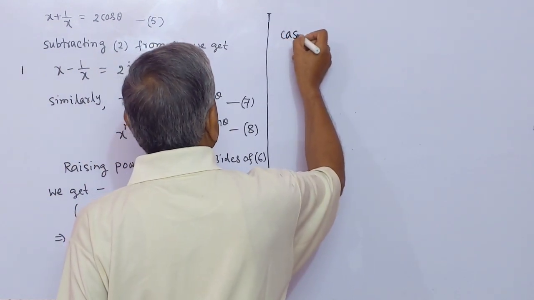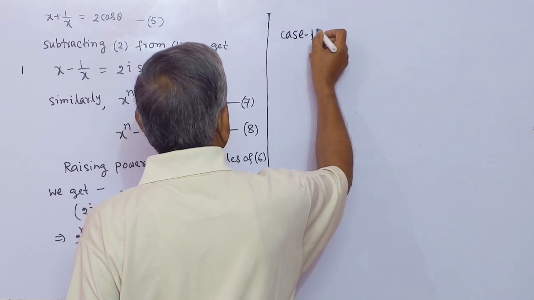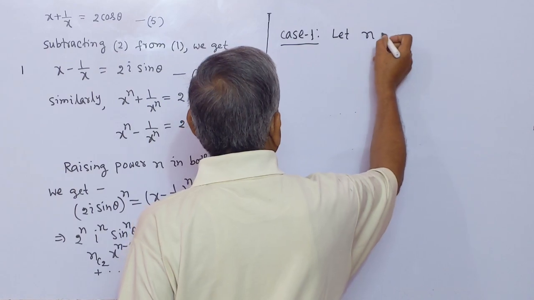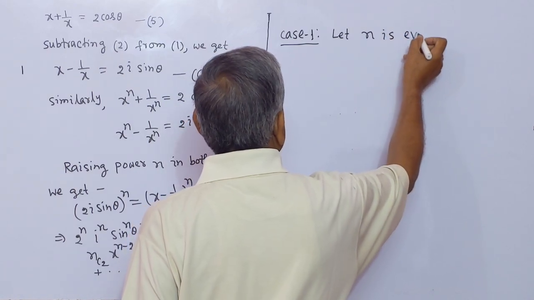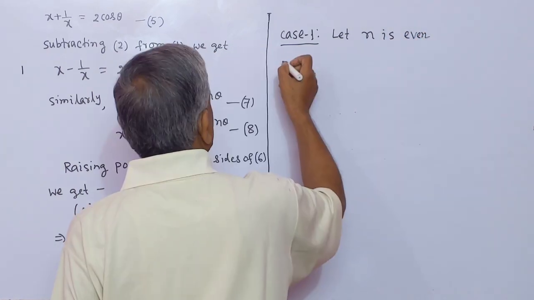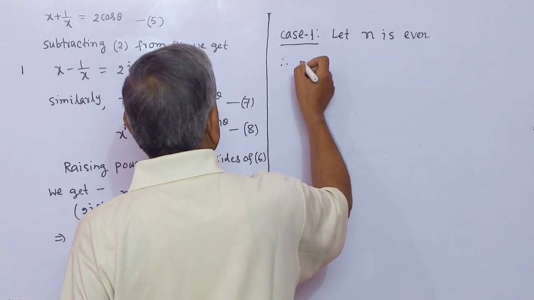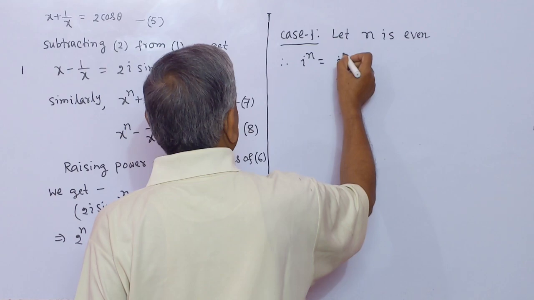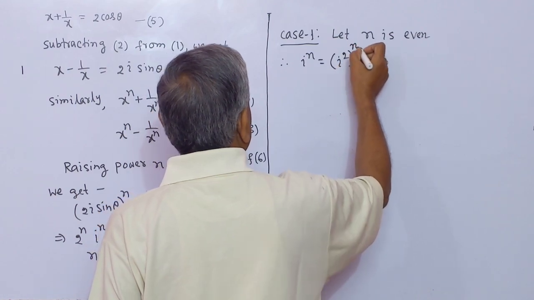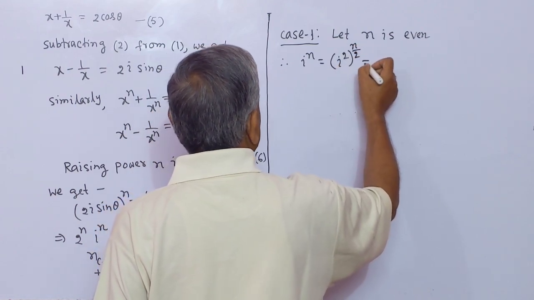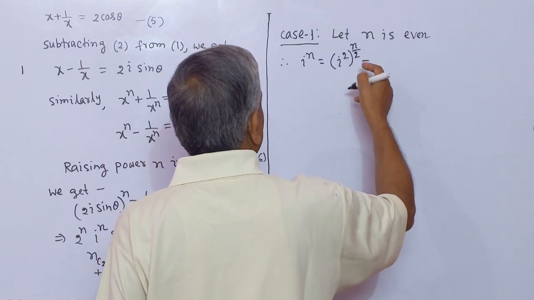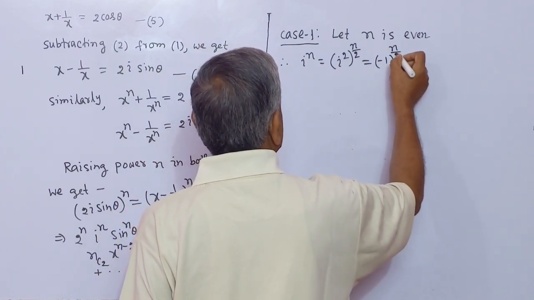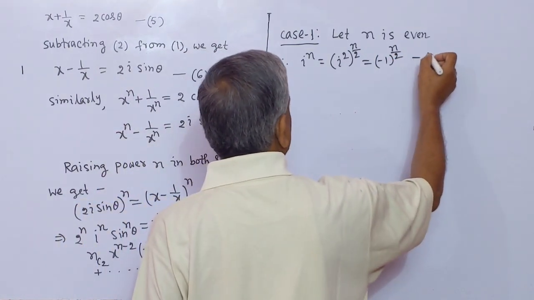Case 1. Let n is even. Therefore, i to the power n equal to i square to the power n by 2, and i square is minus 1, so this is minus 1 to the power n by 2. This is number 10.